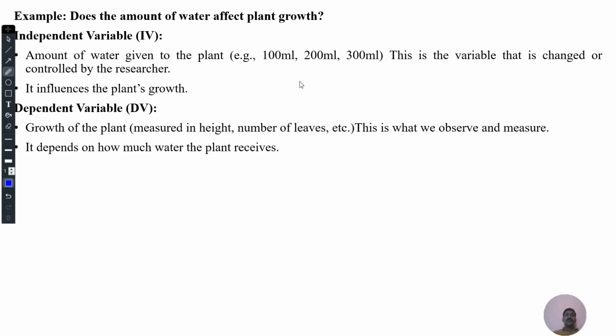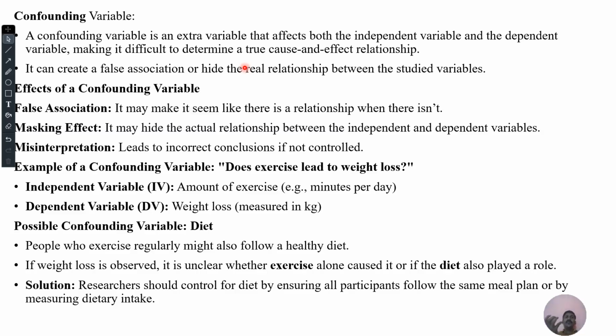The last topic is the confounding variable. What is a confounding variable? Confounding means confused. A confounding variable is an extra variable that affects both the dependent variable and the independent variable. It makes it too difficult to determine the true cause and relationship. The independent variable is used to test the dependent variable, but the confounding variable is an extra variable that affects both, making it difficult to get the true cause and effect of the relationship.